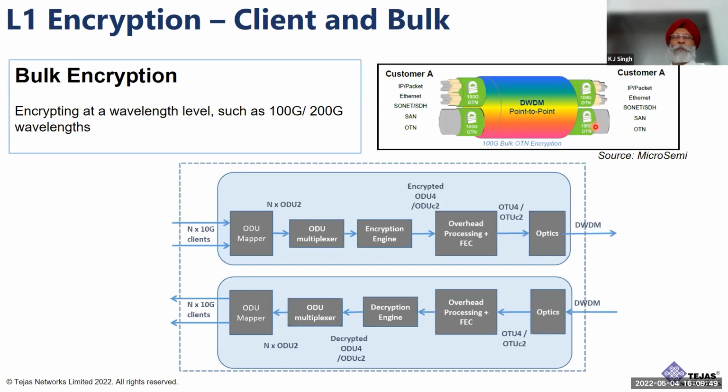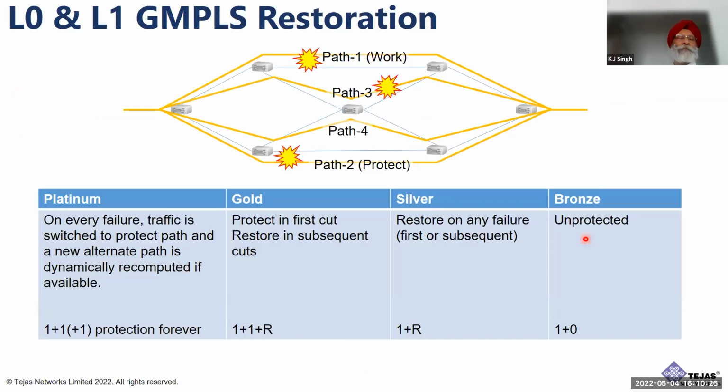It's useful in certain applications, primarily where a lot of sensitive data is to be exchanged between, let's say, a primary data center and a backup data center. So this kind of point-to-point encryption really does the encryption of the entire frame after multiplexing. Obviously, the overhead processing and FEC gets added and then sent out. So these are the two types of secure data center interconnect solutions that you have.